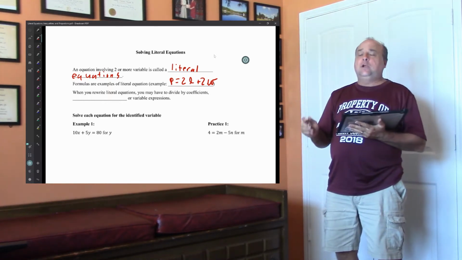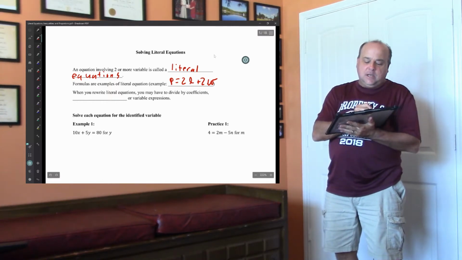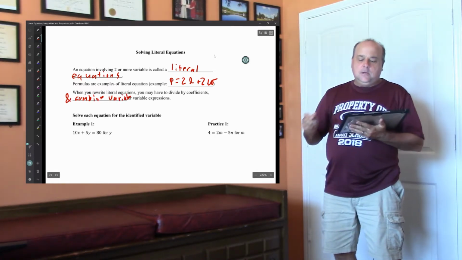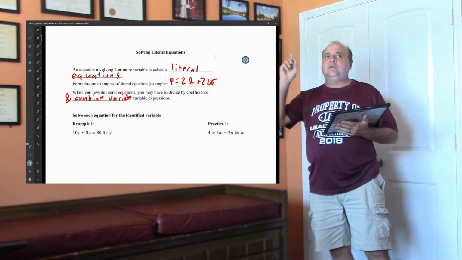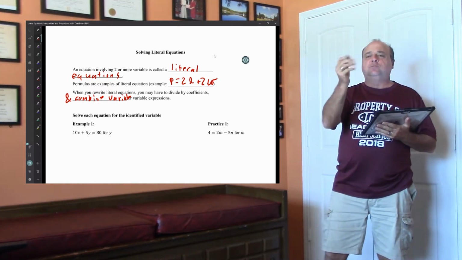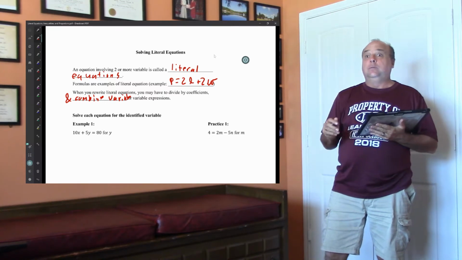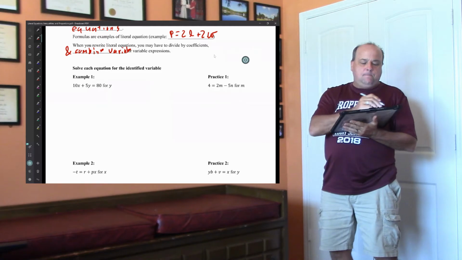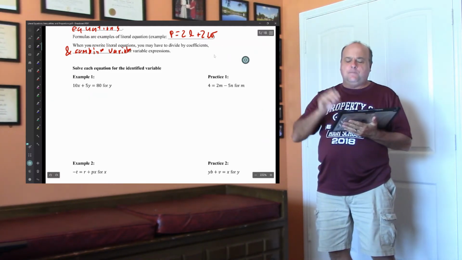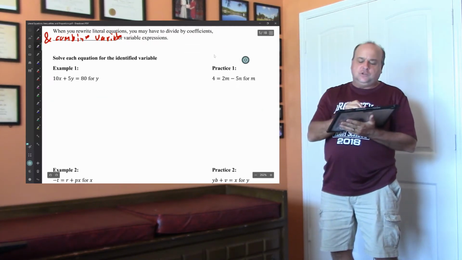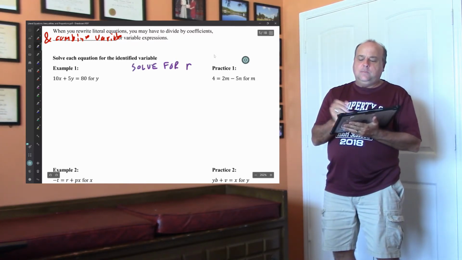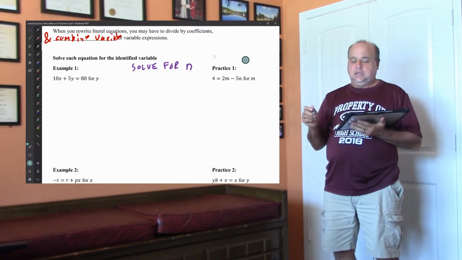When you rewrite literal equations, you may have to multiply and divide coefficients, and add or subtract variables or variable expressions. Now then, here's some news, and this is kind of important to get. These are not in your notes. Write down solve for n. We're going to do this in the middle. So we're going to solve all these for n, okay?